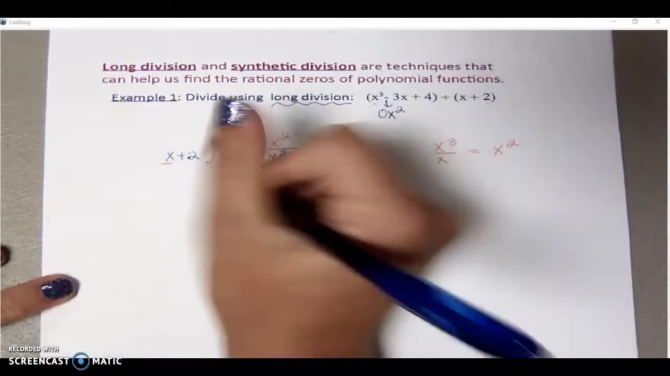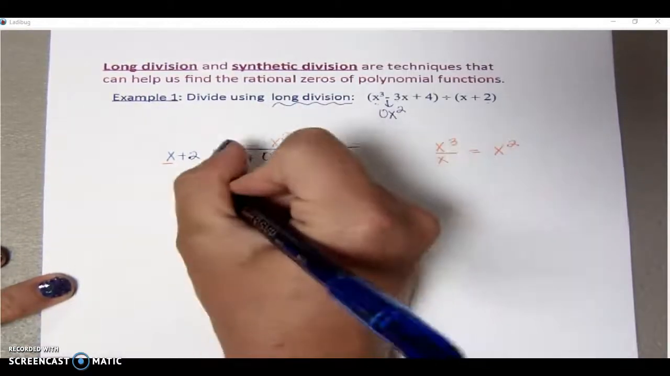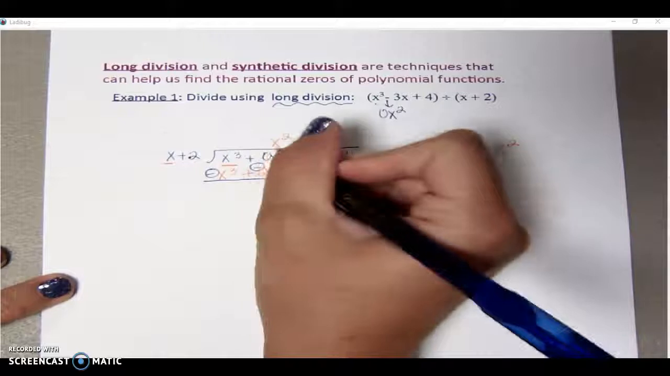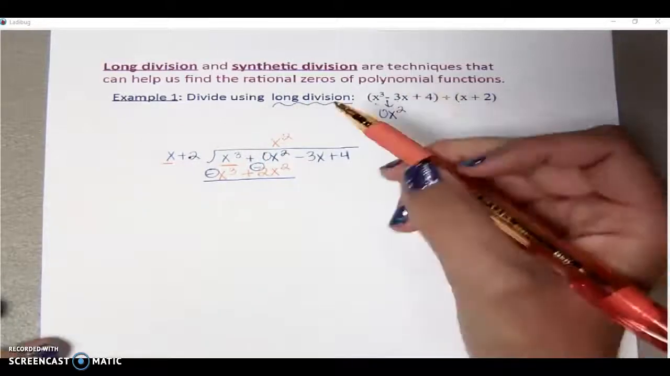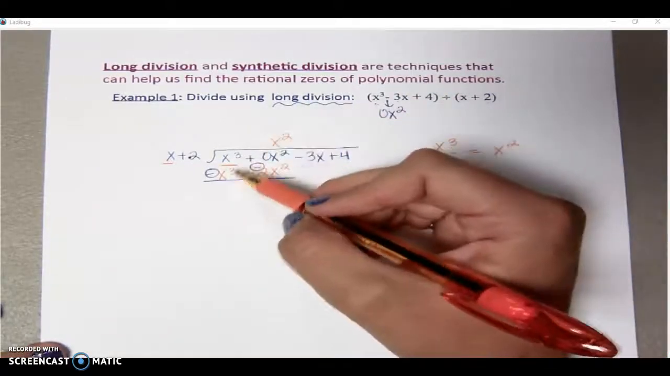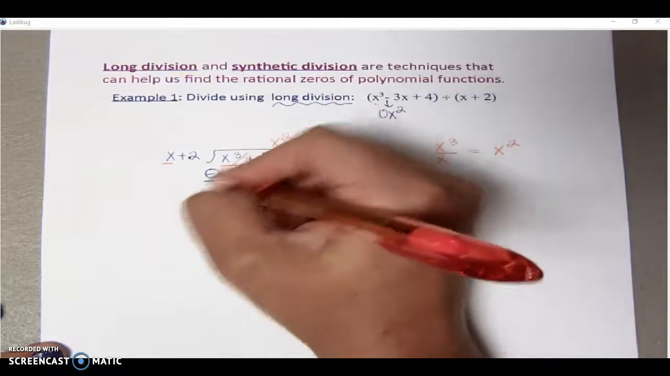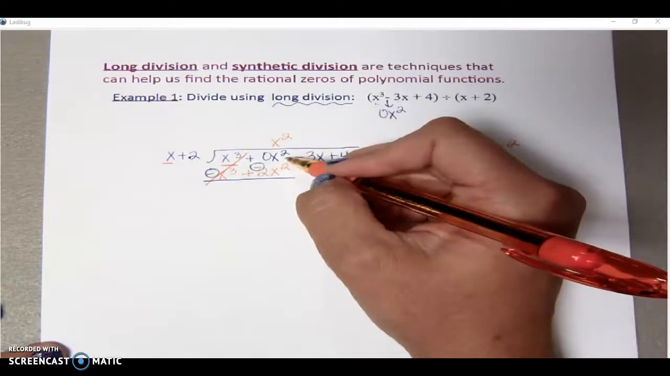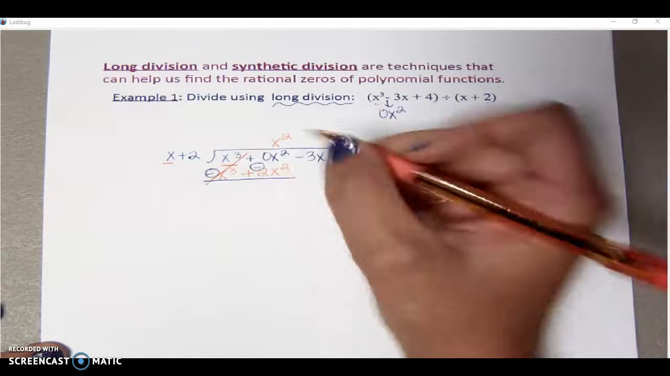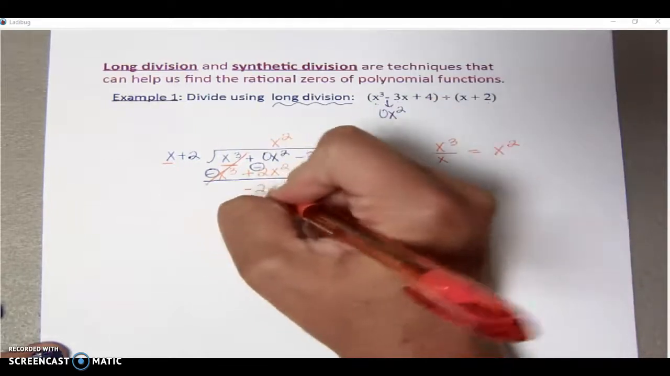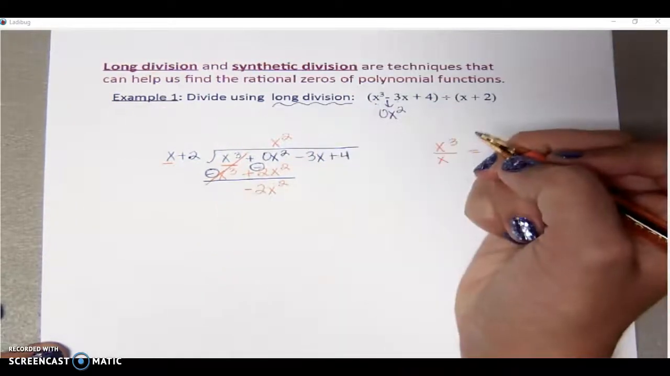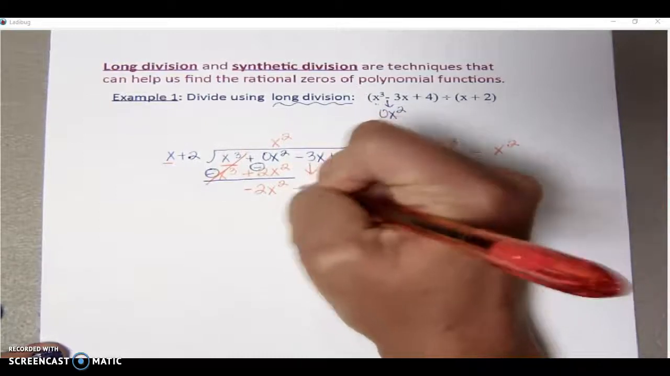After that, you're going to draw the line and change the sign. So this becomes a negative, this becomes a negative. Your first term should always cancel. So x cubed minus x cubed does cancel. So we have 0x squared minus 2x squared, which will leave us with negative 2x squared. And then we're going to bring down the next term.